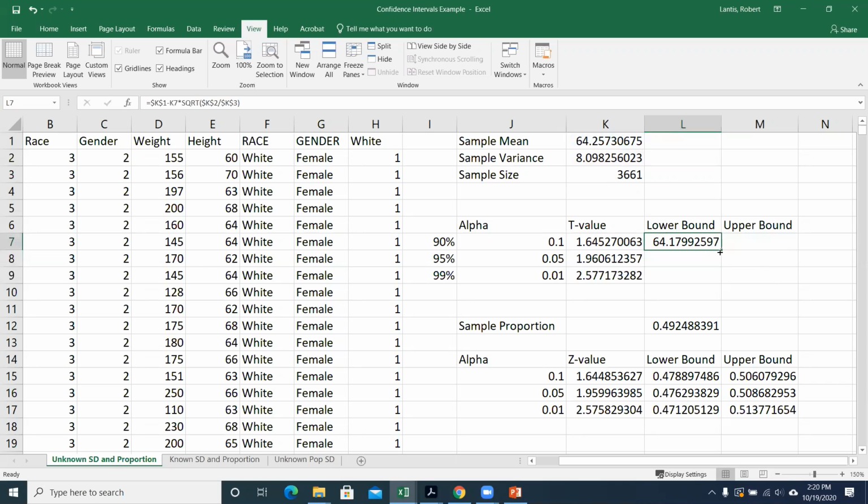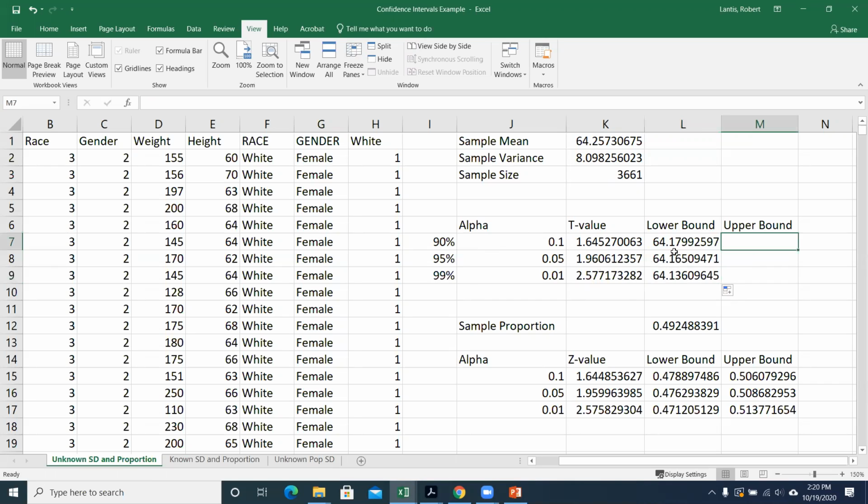Now when I copy this down, there you go. I get my lower bound for the 3 different levels of alpha, or my 3 different confidence levels. Notice my lower bound is getting smaller when I want to say things with a higher level of confidence, because my confidence level should be getting larger, right? So the lower bound will get lower, and the upper bound will get higher.